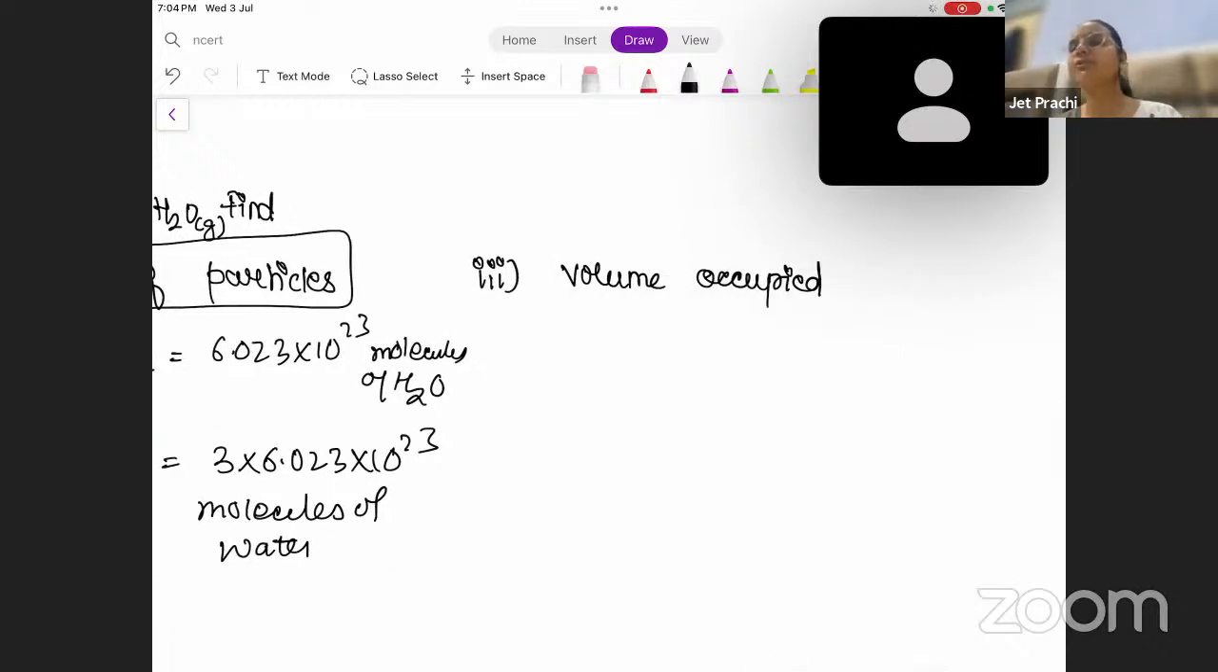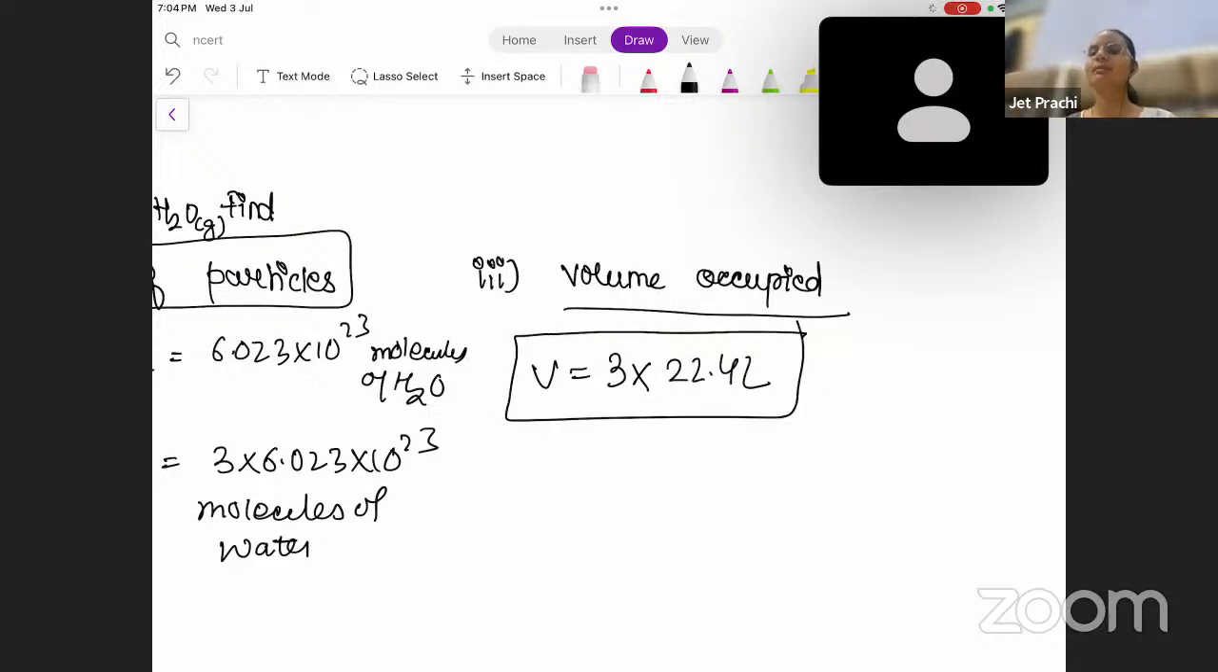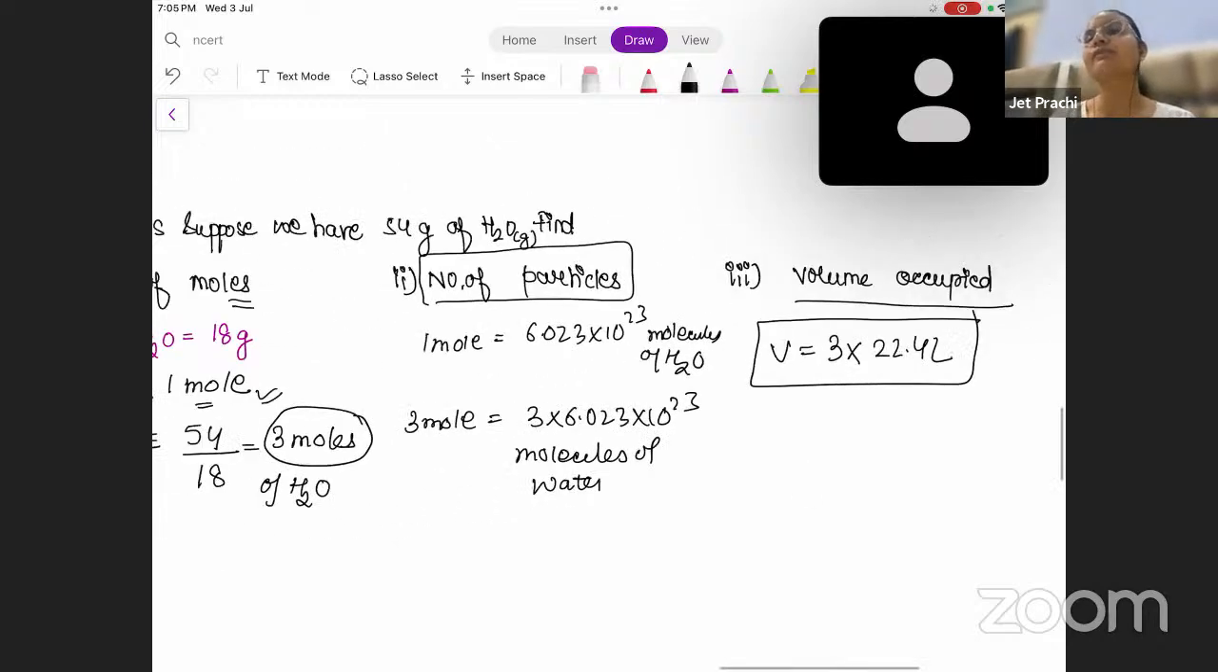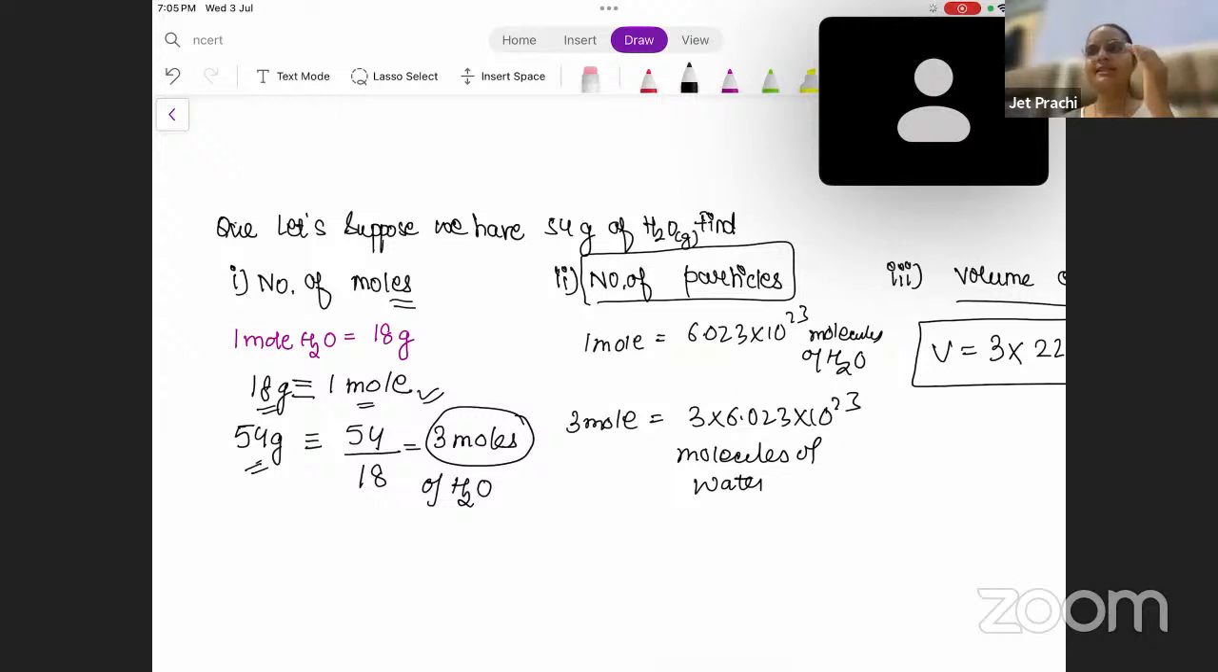And the same thing we have to do for the volume. But again, I'm telling you that the volume is for gases. It is applied to gases. Don't ever forget this, that the volume we are talking about is for the gases. So what is the volume? Again, the volume will be 3 into 22.4 liters. I hope this is clear to you. Like, how are we going from mass to moles? And then from there, we can find out the number of particles and the volume occupied.